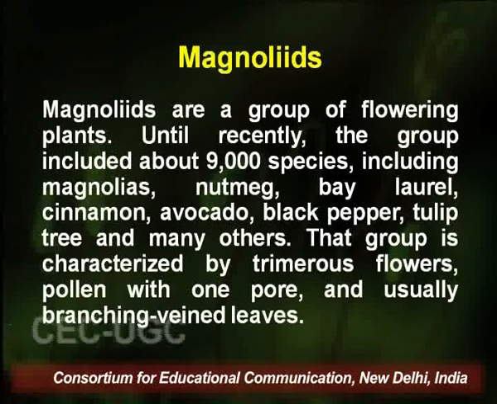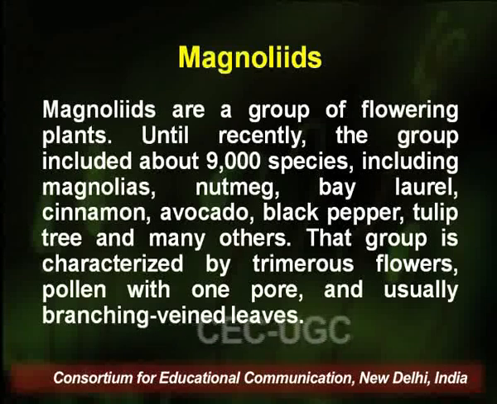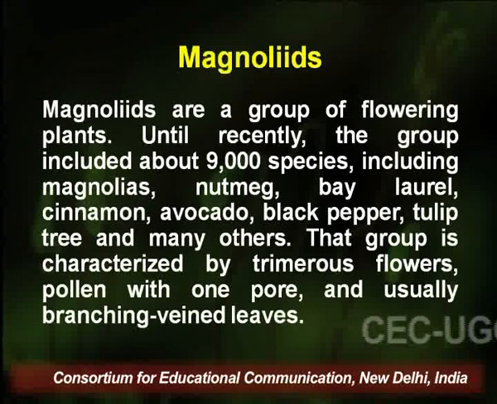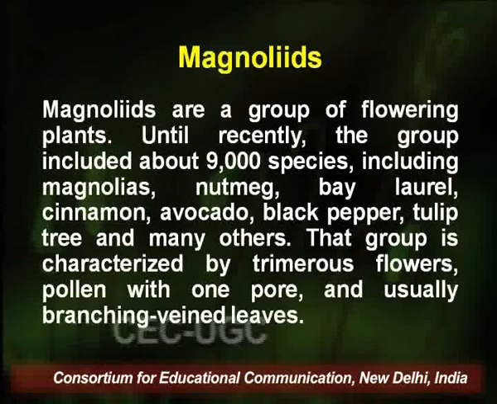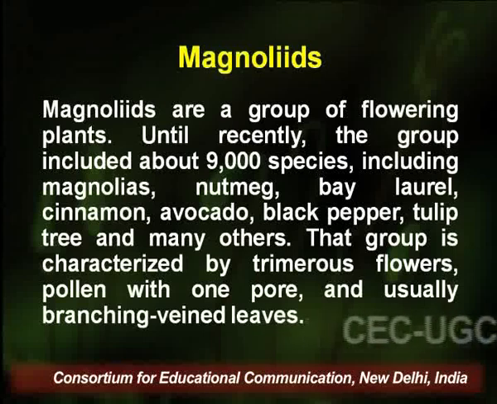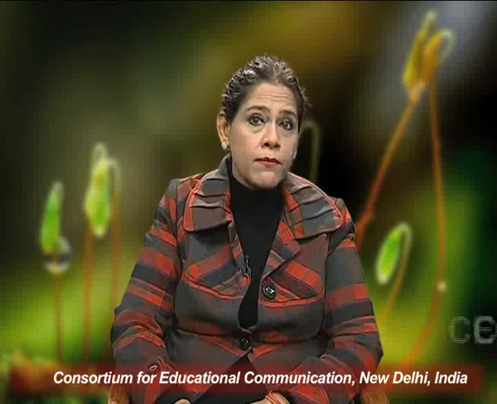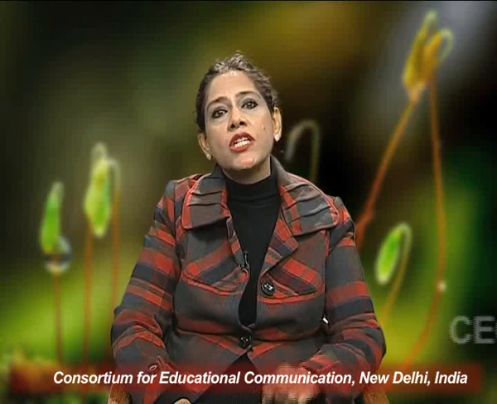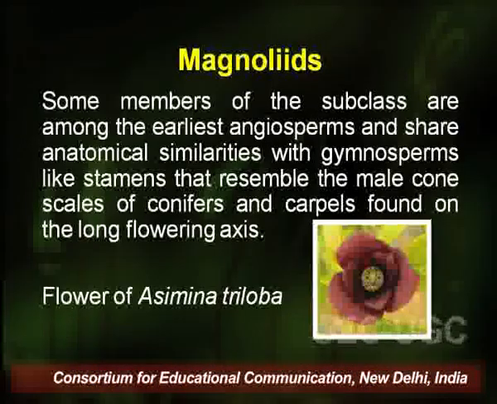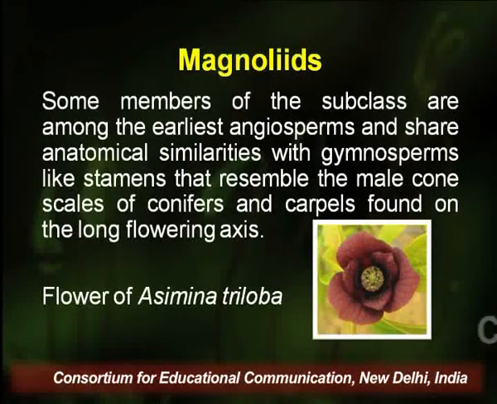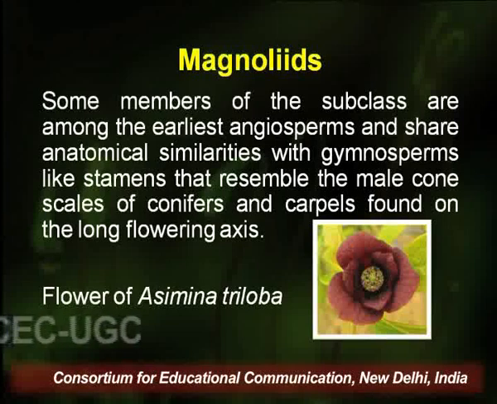Including magnolias, nutmeg, bay laurel, cinnamon, avocado, black pepper, etc. That group is characterized by trimerous flowers, and they have pollen with one pore and usually branching veined leaves. Now, some members of the subclass are among the earliest angiosperms and share anatomical similarities with gymnosperms, like the stamens that resemble the male cone scales of conifers and the carpels found on the long flowering axis.